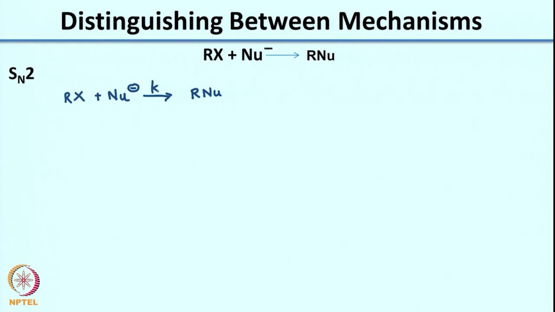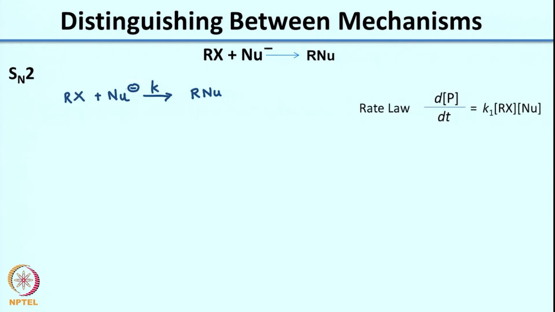Let us say this goes by a rate constant of K. So what would be the rate law for the SN2 process? Can you go ahead and write that in your notebook, right next to where you wrote the mechanism? So you can check your answer.